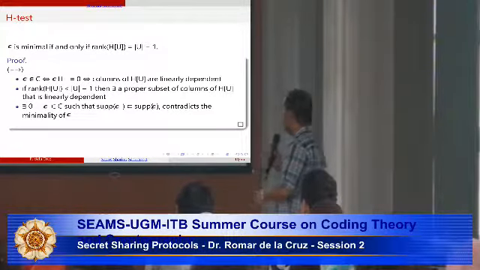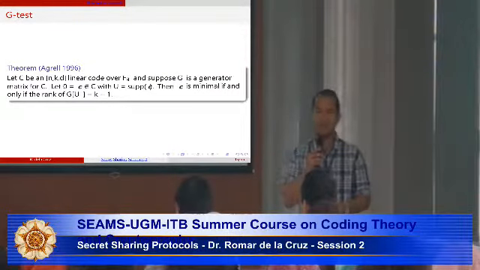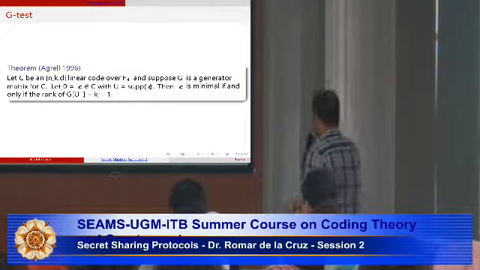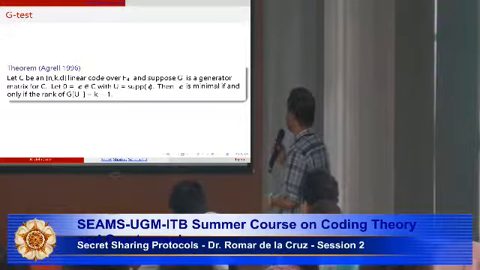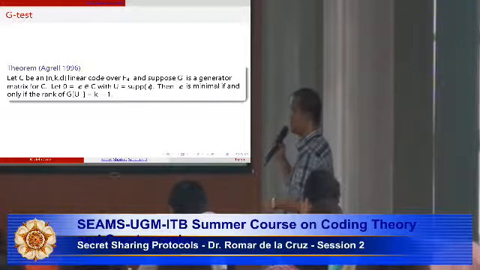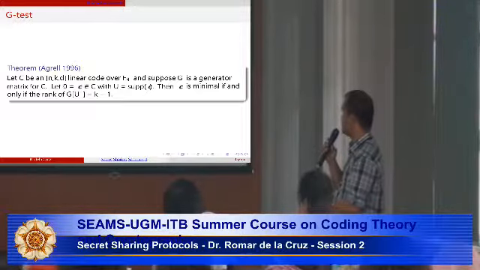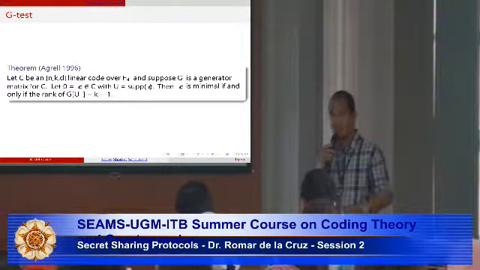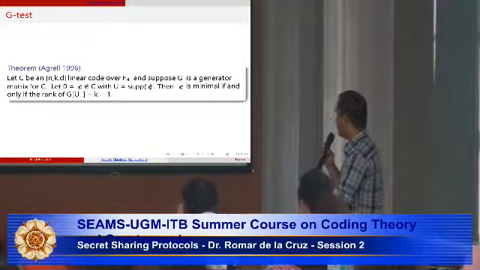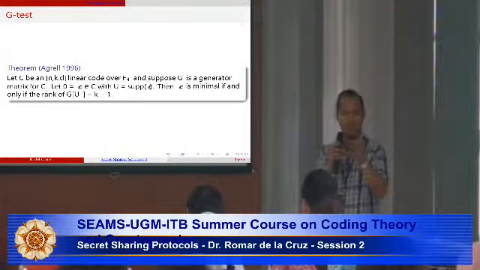An equivalent formulation of the H test is the G test, using the generator matrix. It was also given by Agrell. If you use the generator matrix, you consider the complement of the support, and then you look at the restriction of the generator matrix to those positions. If the rank is k minus 1, so one less than the dimension of the code, then you can say C is minimal. Those two are equivalent.